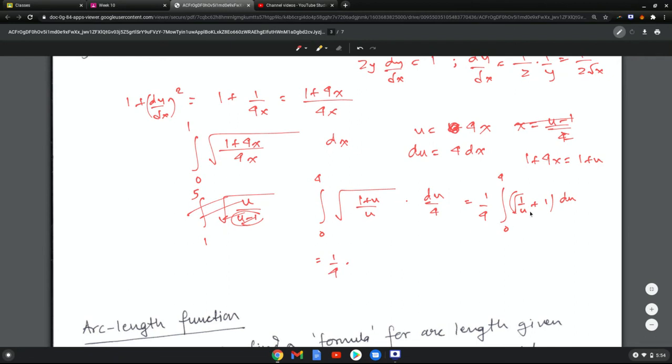which is then 1/4. That's u to the negative half, which becomes u to the positive half divided by half, plus u, from 0 to 4. That's 1/4. 0 makes the lower term just 0. Square root of 4 is 2. 2 times 2 is 4 plus 4. That gives me, that's not right, it gives me 2. So that's going to be the arc length.